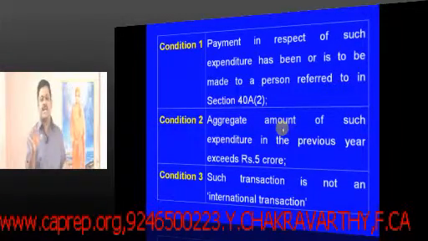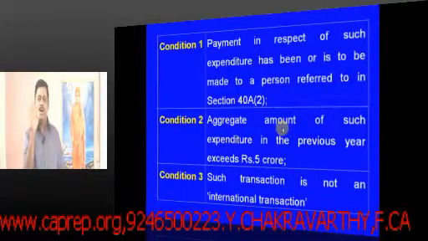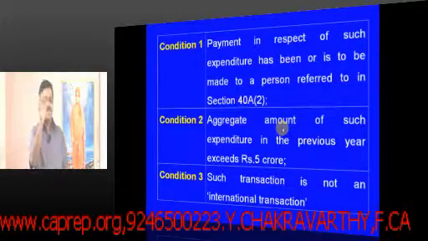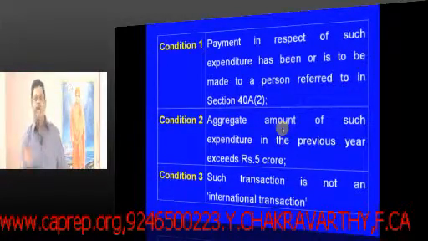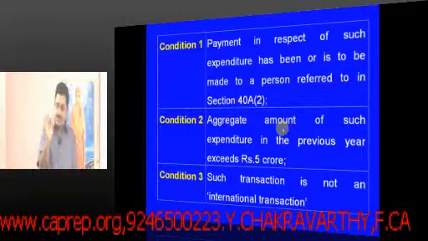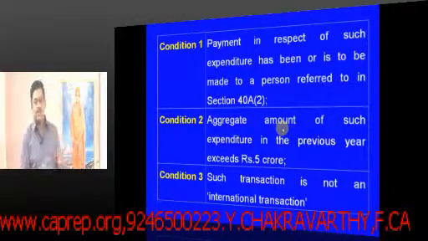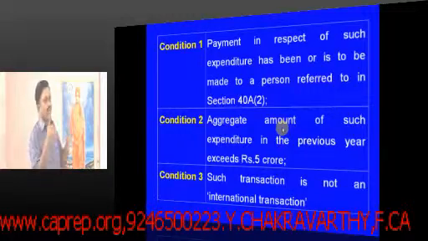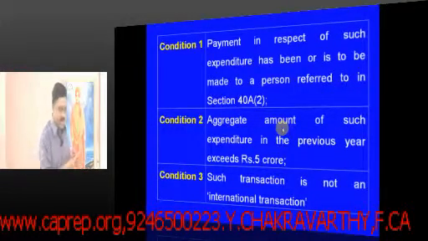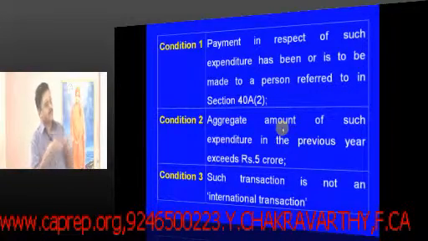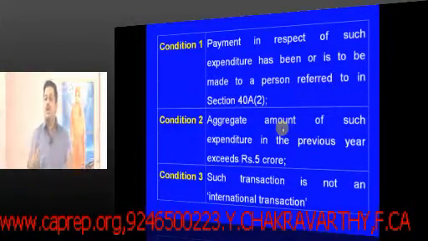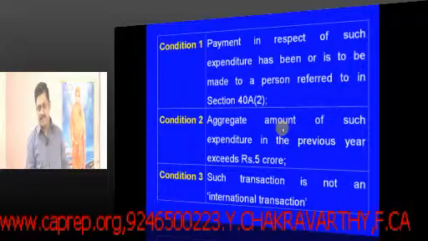So specific domestic transaction is not very difficult. The only thing that you have to understand is that a specific domestic transaction is defined in section 92BA, and when you call a transaction a specific domestic transaction, number one, it must be carried out between related parties. Second, the aggregate of the transactional value between the related parties must be more than 5 crores, and it must not be an international transaction.